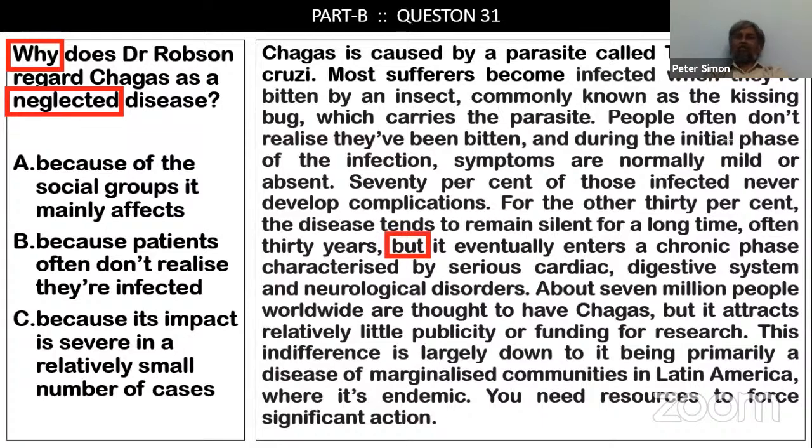The word is "but." Try to understand this, and try to identify such words. There is another "but" here. That means your answer will be somewhere around these things, near the first "but" or the second "but", because it's twisted upside down. That's it.